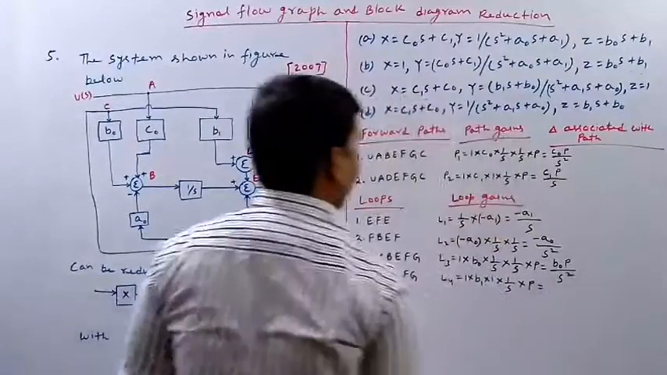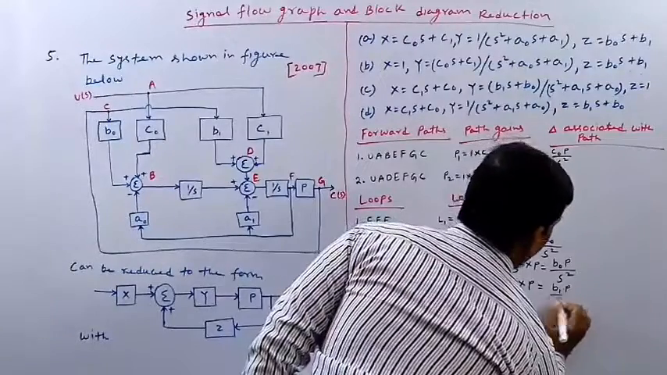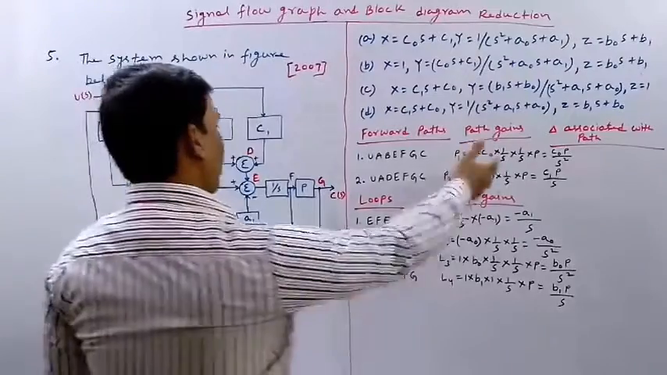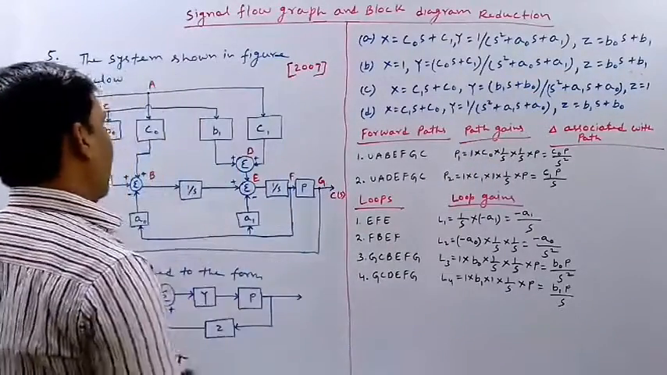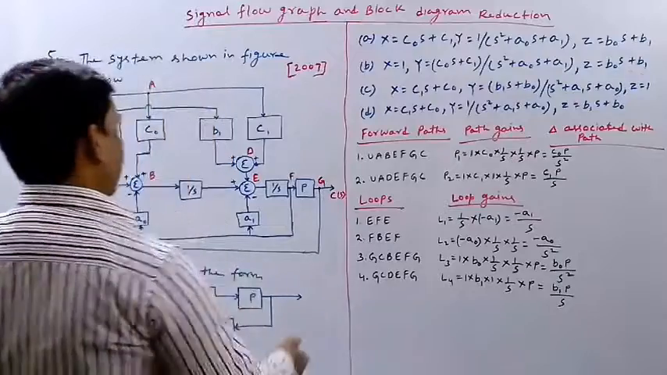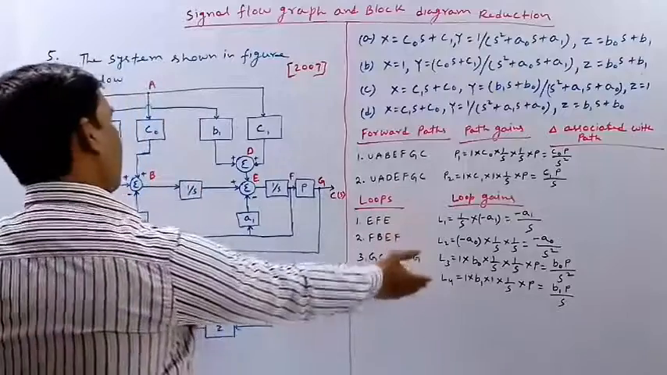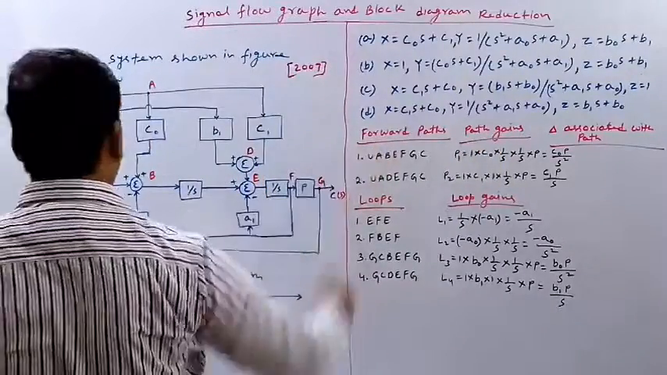So it will be B1P divided by S. Now we have calculated all the path gains and all the loop gains. So let us see whether any of these loops touches the two forward paths or not.